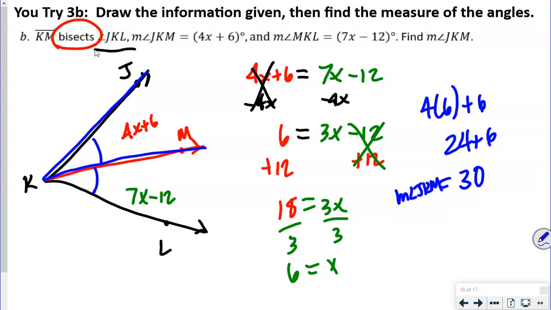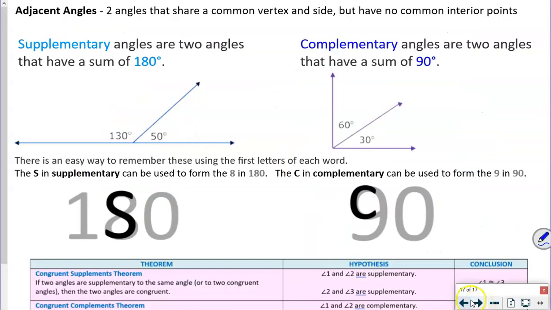Now, what do we know? Those two should be equal, right? So if you want to double check to make sure your answer's right, then you could do 7 times 6, that's 42, minus 12, guess what? That's 30. And that's what we were expecting, 30 degrees. And again, if it asks you about JKL, you could do 30 plus 30, and that's 60. So you've got to look for those words, bisects, though.